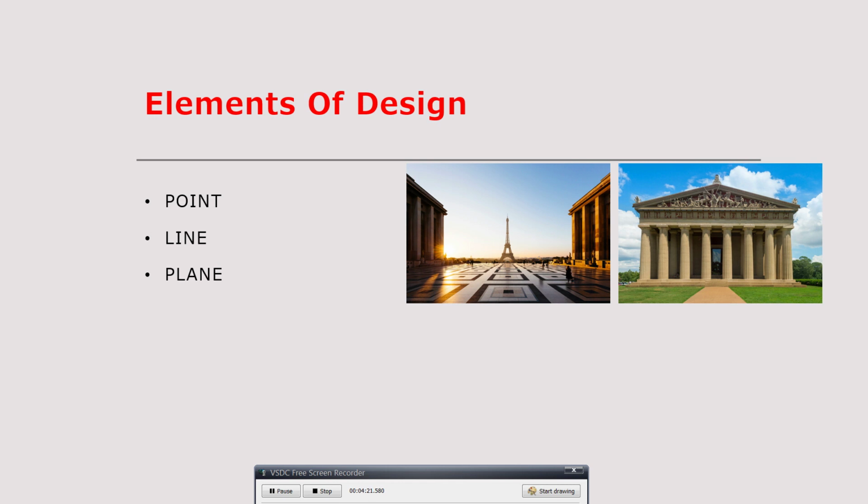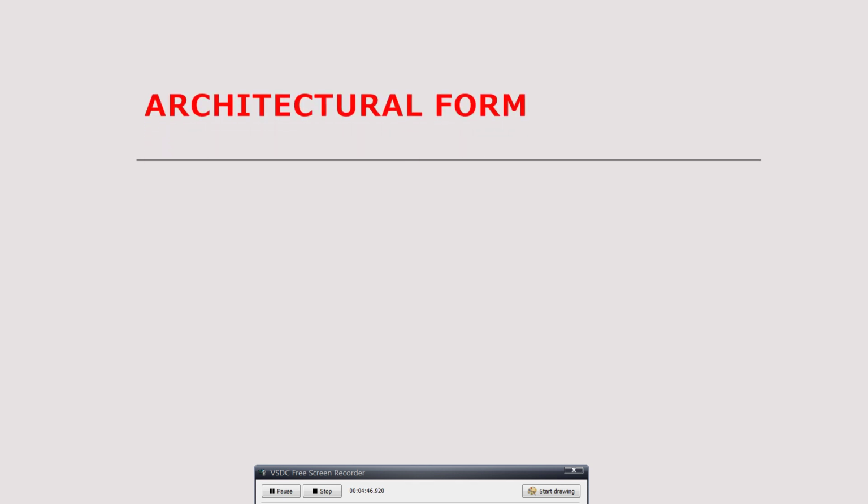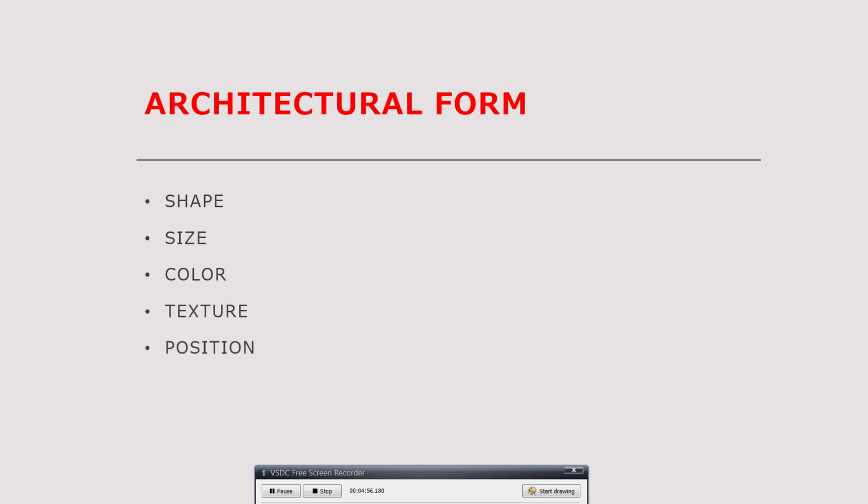So, line. Direction or line. The plane is the length or the width o yung shape, ito yung surface or the orientation or the position of the design. The volume naman, ito naman yung depth, mass, ito yung mass, form and space. Ito yung sa Brazil. Yes. The Brazil na building.